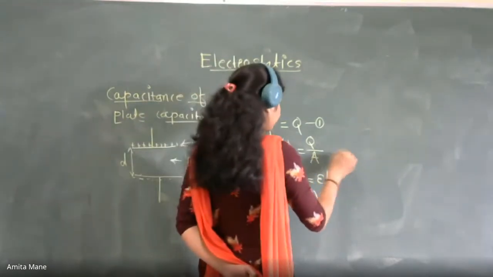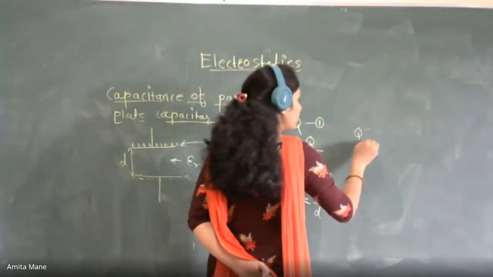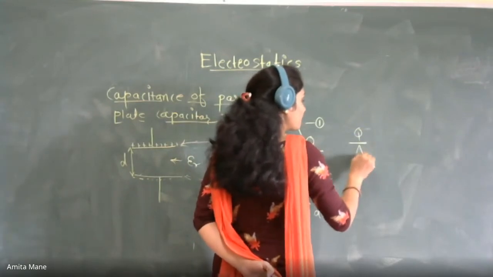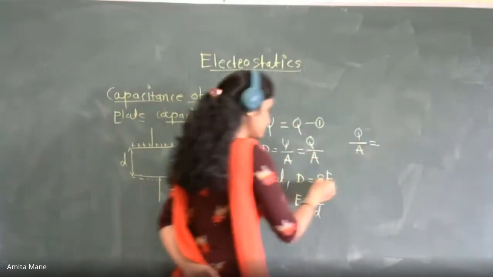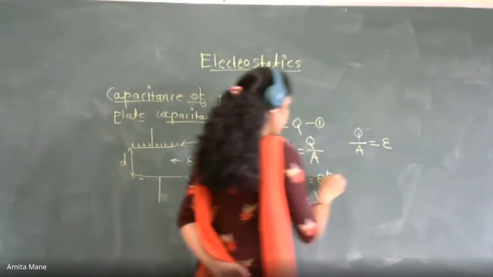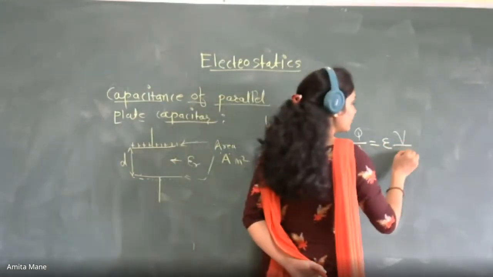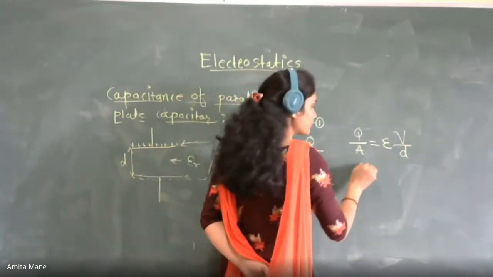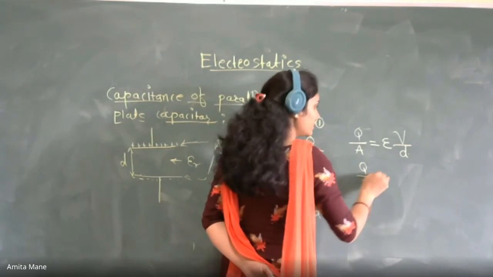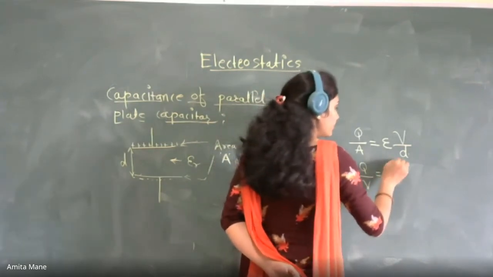We will get D is Q by A, so Q by A is equal to epsilon, which remains as it is, times V divided by D. Now I will rearrange this equation. So Q is equal to epsilon A V by D.